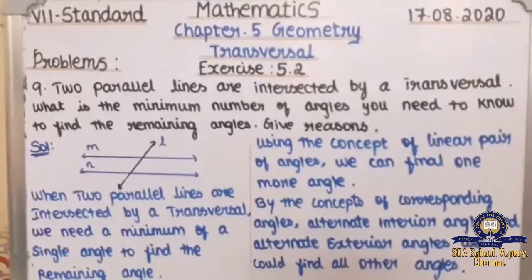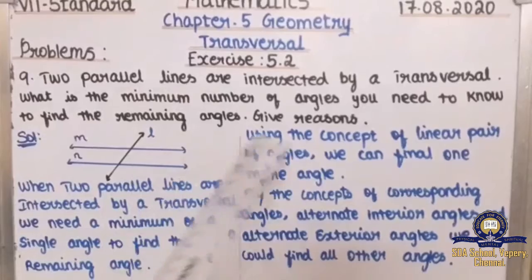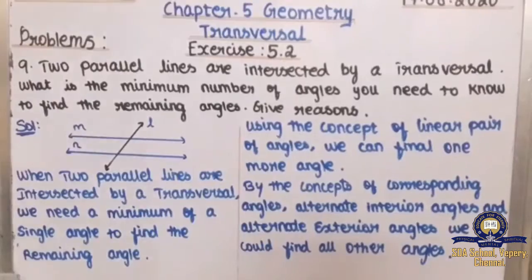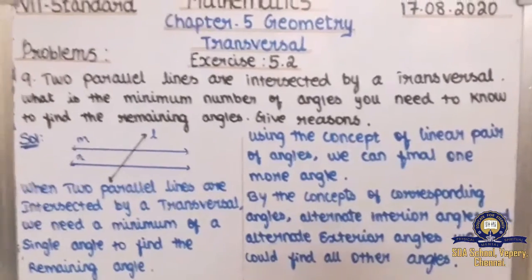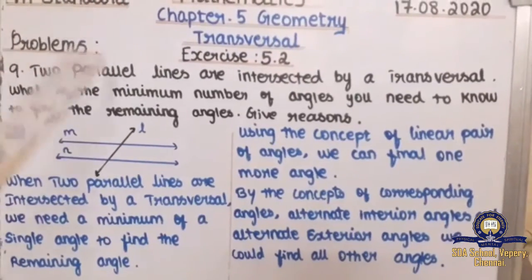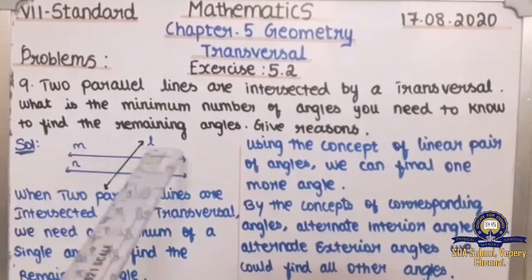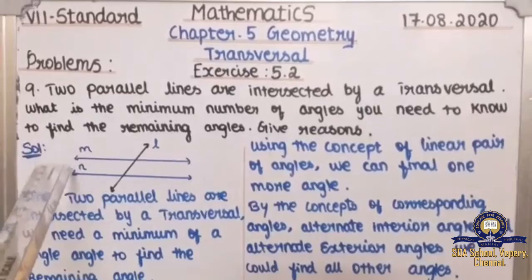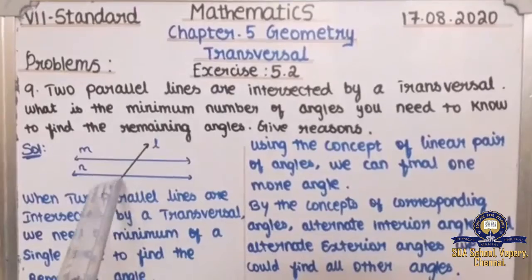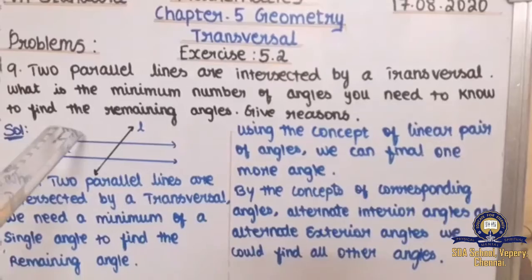Now we move on to our next problem. The next problem given here is: two parallel lines are intersected by a transversal. What is the minimum number of angles you need to know to find the remaining angles and give reasons? So here, for the solution, first we need to write what is given in the question. Two parallel lines are intersected by a transversal. Therefore, first we need to draw the two parallel lines and mark them as M and N, and draw the line intersected by a transversal. So here L is the transversal line. You should draw the line intersecting the two parallel lines, which are M and N.